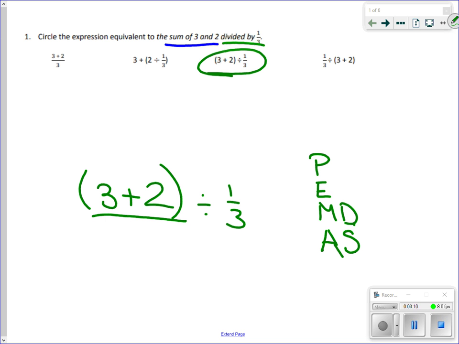Right, because this one is 1/3 divided by the sum of 3 and 2. It's totally different. 1/3 divided by. So this one is the sum of 3 and 2 divided by 1/3. You would get a totally different answer. Right, division is the one thing that you cannot flip-flop, division and subtraction, those are the things that you cannot flip-flop.